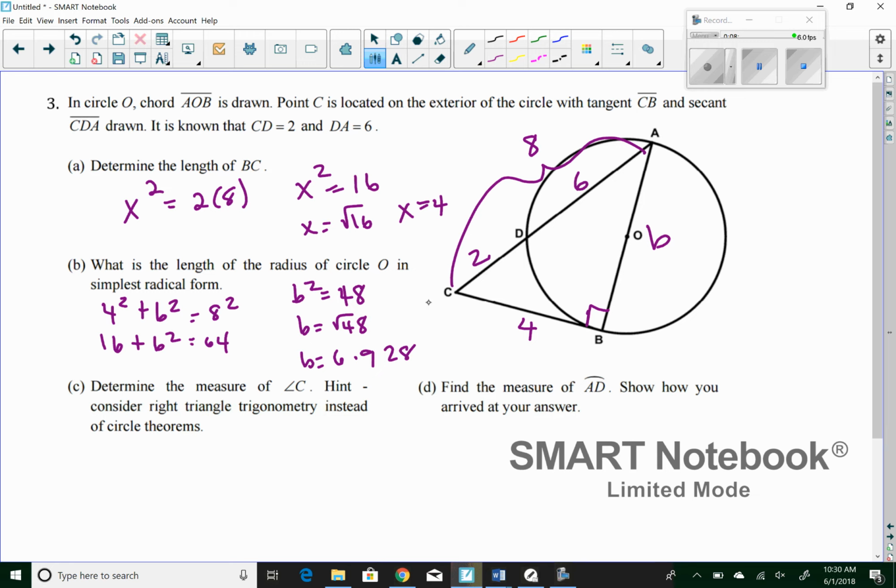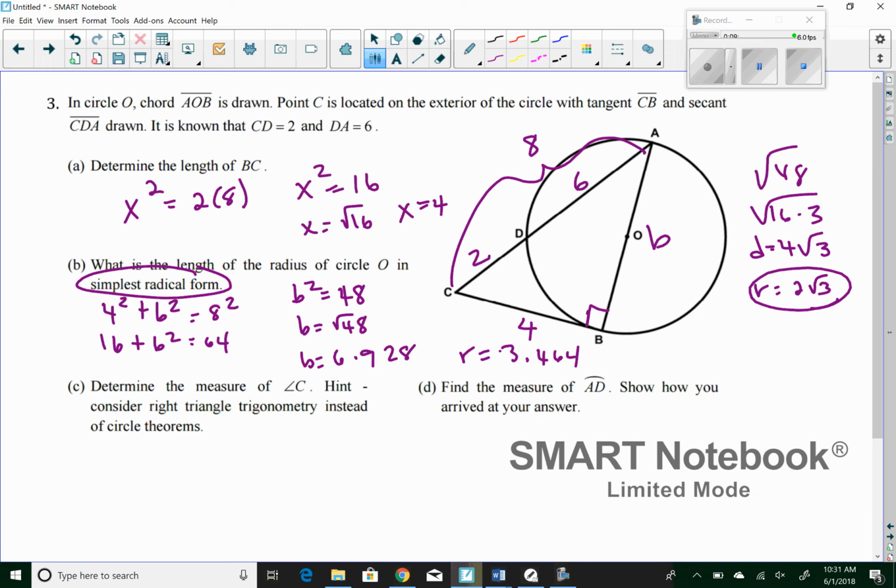To find the radius, I would have to divide that number by 2. I'll leave it right on my calculator to do that, and I would get 3.464. But notice it wants it in simplest radical form. So let's do that. If I have the square root of 48, that breaks down to 16 and 3, which becomes 4 square roots of 3. That's the diameter. The radius is half of that, so that would be 2 square roots of 3. So I kind of did it two different ways.